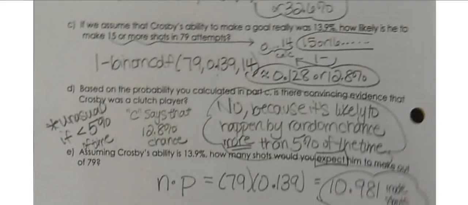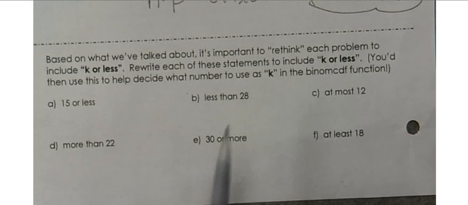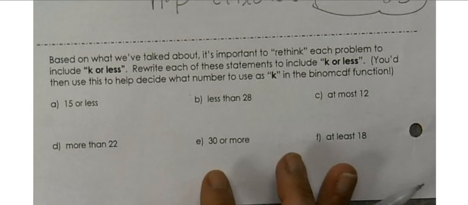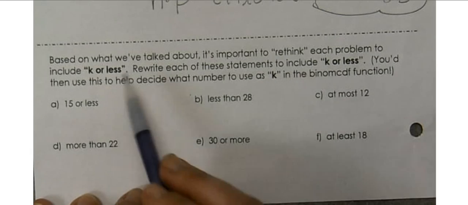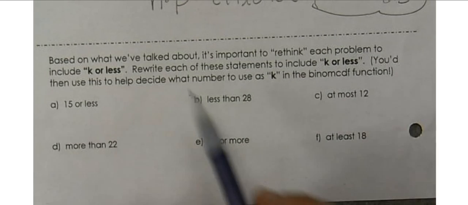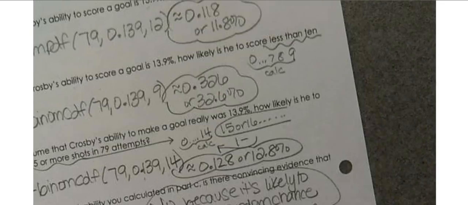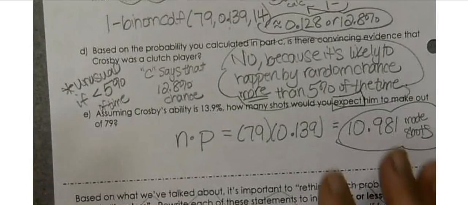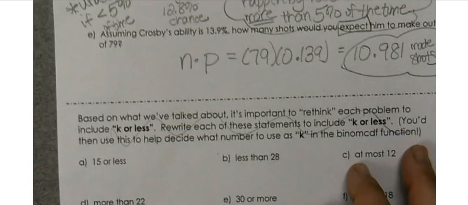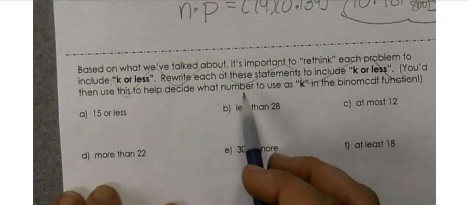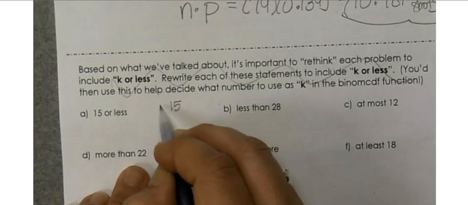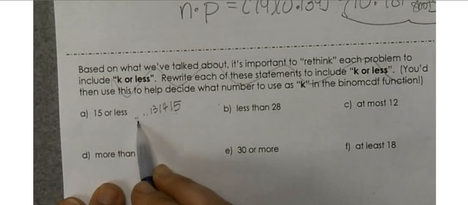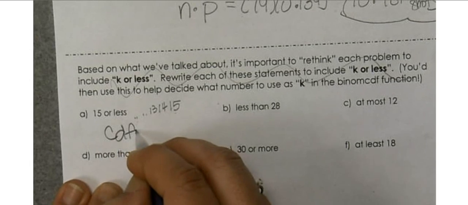So again, the moral of the story, based on what we talked about, it's important to rethink each problem to think about what it means, like for K or less, and then you can decide what number to use. So if this doesn't help, just think about what we did here as far as those different values so that you could choose what you're going to put in the calculator. So for example, in letter A, when it says 15 or less, that means that we want 15 and everything to the left. So that means that we would use CDF with 15.